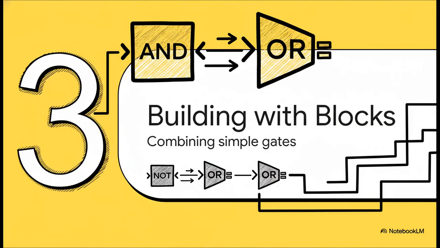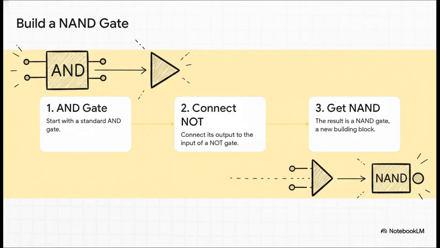Okay, now this is where the real magic starts to happen. These gates, AND, OR, and NOT, they're like digital Lego bricks. By themselves, they're pretty simple, but when you start snapping them together, you can build almost anything you can imagine. Let's see how. So, for example, what happens if we take the output from our strict AND gate and feed it directly into a NOT gate?